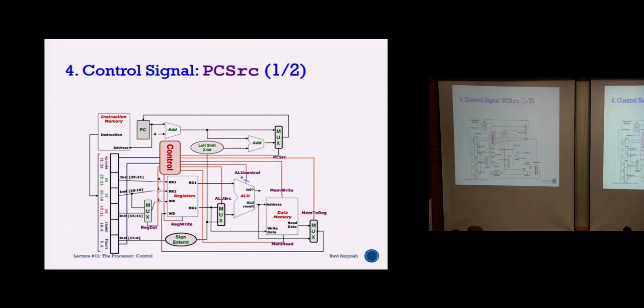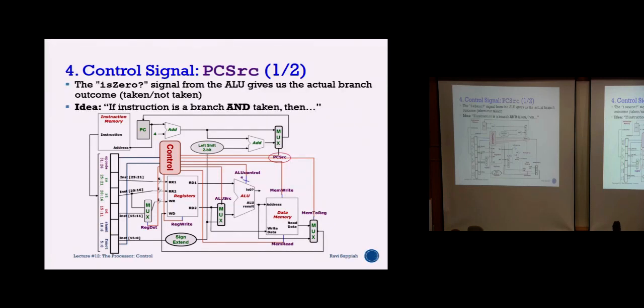Okay, the next one is your PC source. So in PC source, what are we doing? We are differentiating between two possible inputs, correct? One input is your PC plus 4, which is your default value. The other one is your new branch instruction based on the offset together with your PC plus 4.